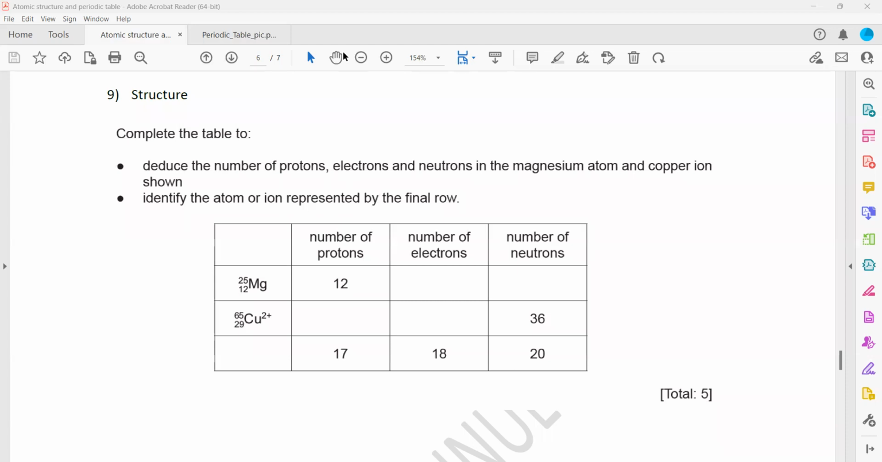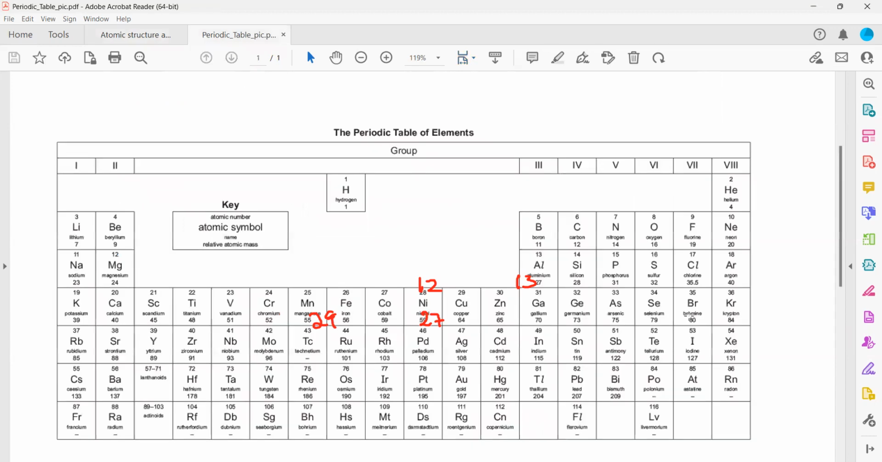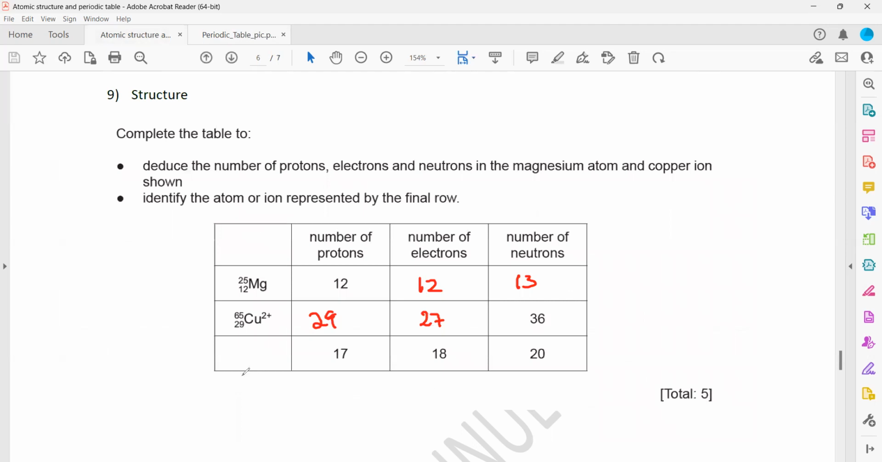Then you have to deduce. Magnesium is there, 12 protons, so it's an atom, 12 electrons, and how many neutrons? We take the difference, 25 minus 12, so 13. Copper is there, it is 29 protons, and the charge is +2, so it has 27 electrons. Then this one is 17, so you have to use the periodic table, the element with 17. You will find that is chlorine. So write 17, and then the total 17 plus 20 makes 37, the nucleon number. And the charge: because there are 17 protons and 18 electrons, electrons are more, so the charge will be negative, minus.